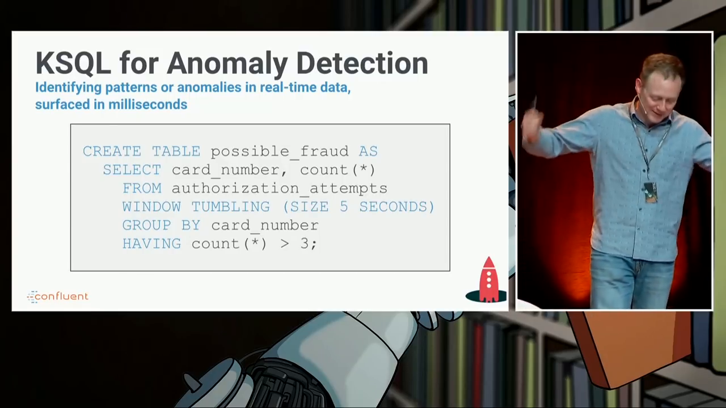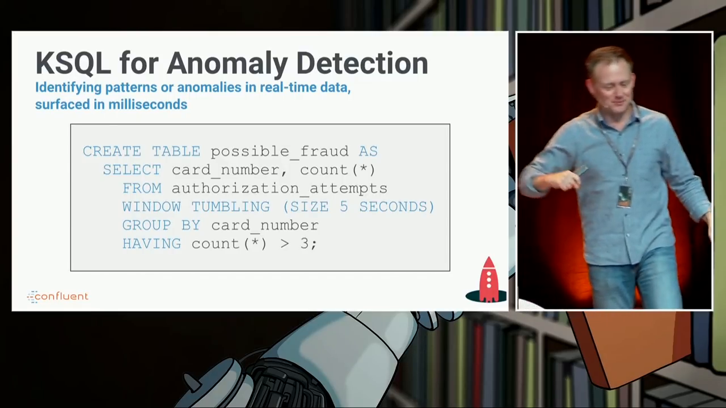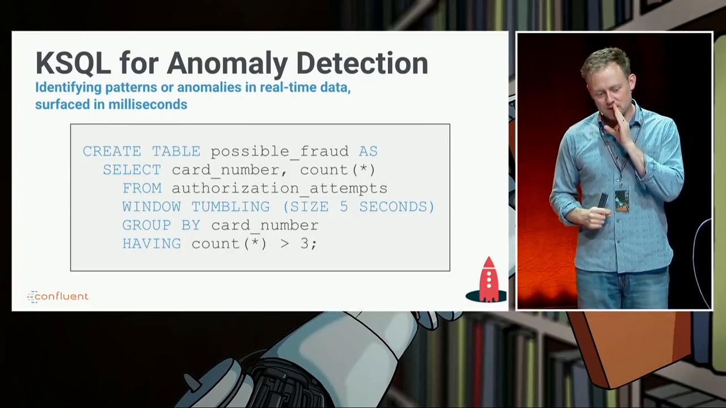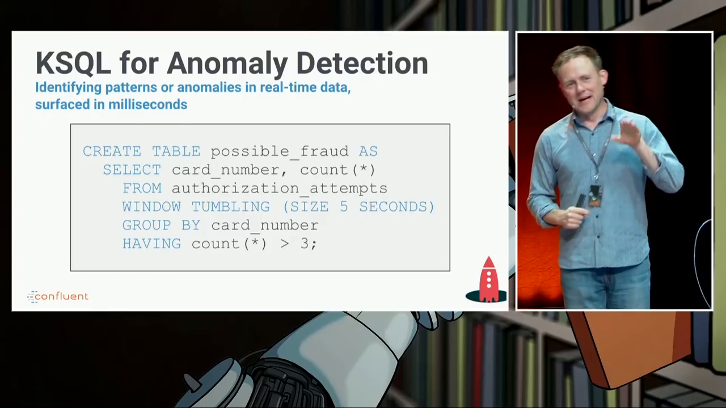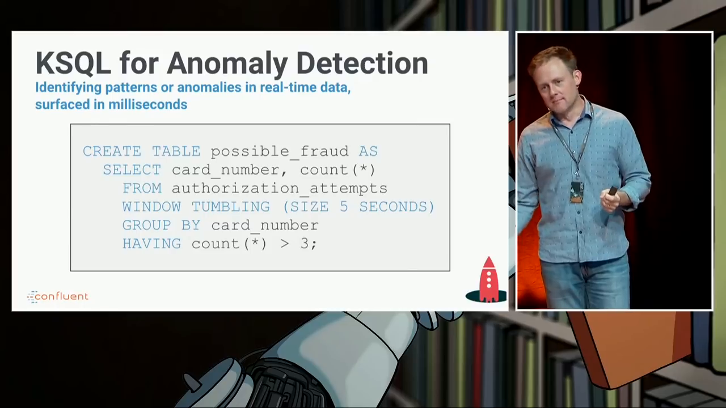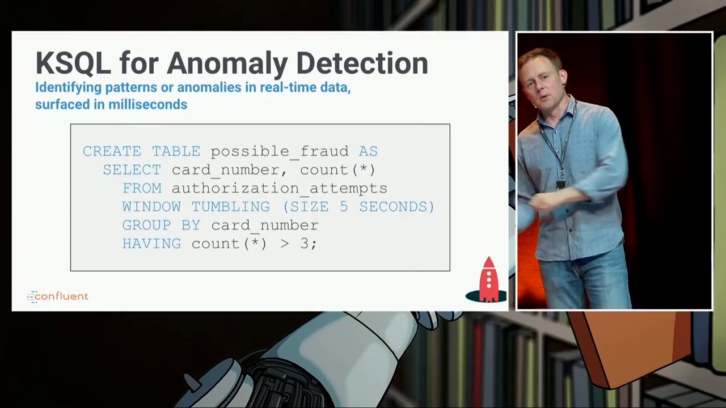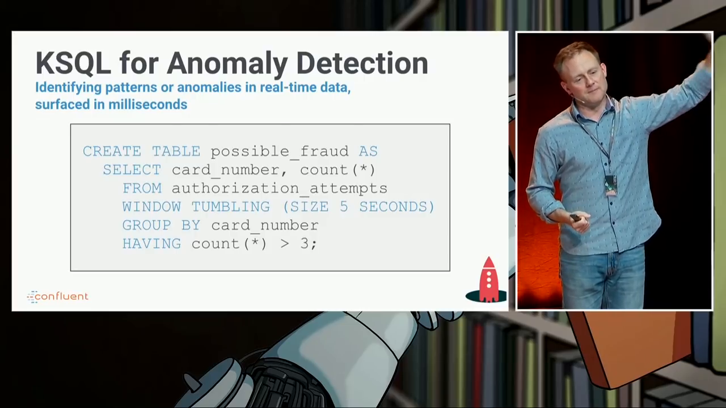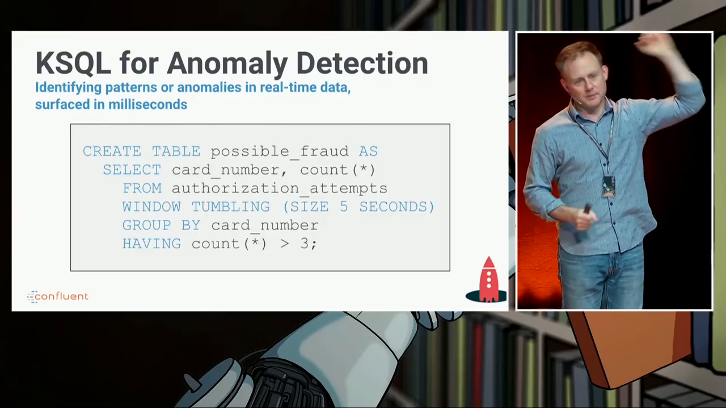Authorization attempts is apparently a topic full of credit card authorization attempts. And we're going to group that. Notice I'm skipping the window for now. But let's skip down to the group. I want to group that by card number. And anytime I see the same card number appearing more than three times, I would like to emit that card number and the count into the table. So I'm flagging it as potential fraud.